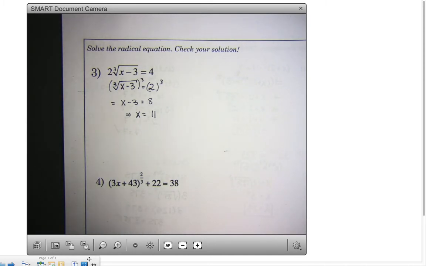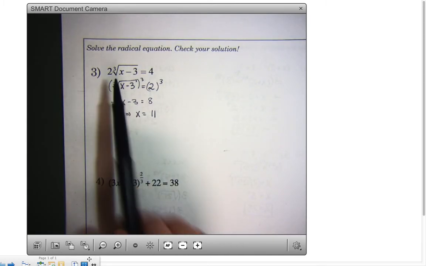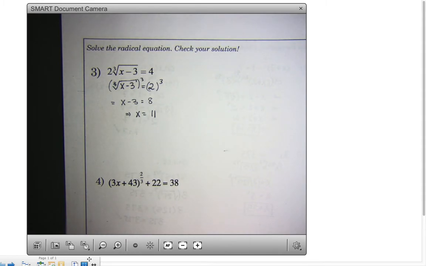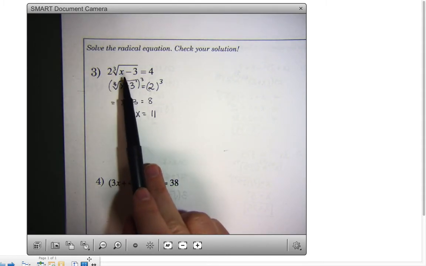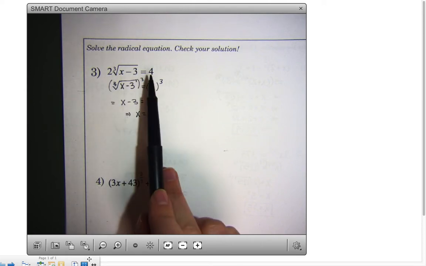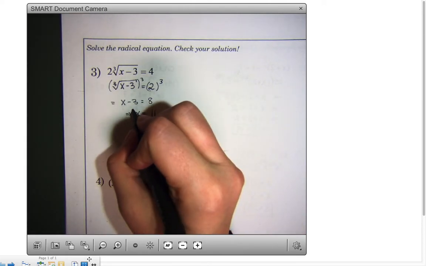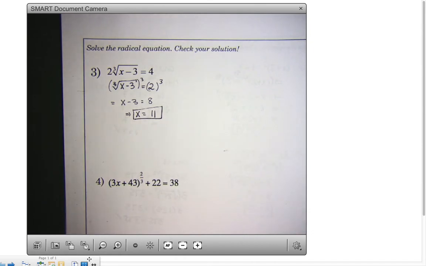So we can probably just check this one real quick in our head. If we plug 11 in, we know that 11 minus 3 is 8. The cube root of 8 is 2. 2 times 2 is 4. We're good. So sometimes if they're quick like that, you can definitely check them in your head. If they're longer, like this next one, we're probably going to want to work this one out to check it. All right, so a lot going on here, but I need to isolate this parenthesis. So that means this 22 needs to be subtracted to the other side.